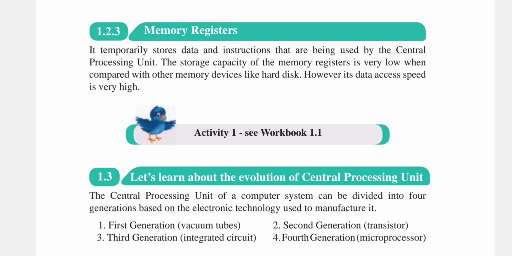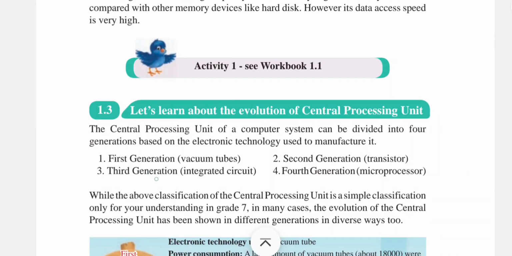Alright, now let's learn about the evolution of the central processing unit or CPU. Over time, CPUs have changed a lot based on the electronic technology used to make them. The CPU can be divided into four generations: first generation, second generation, third generation, fourth generation.